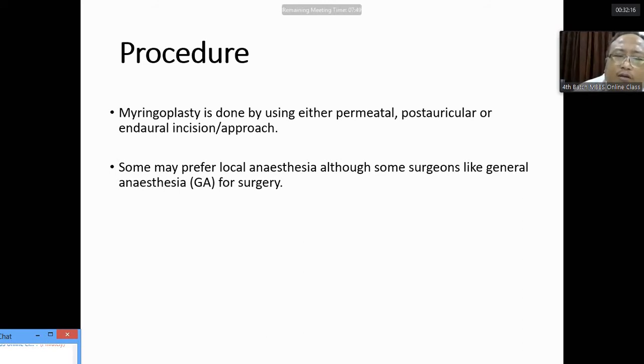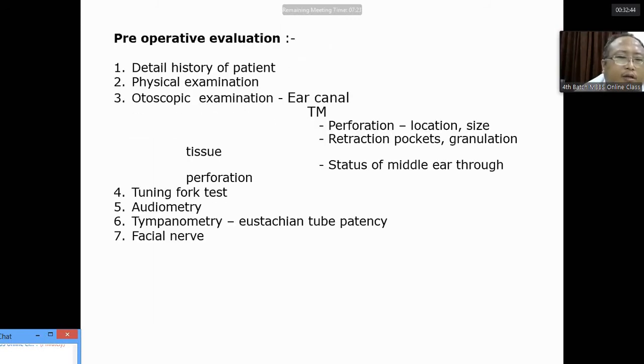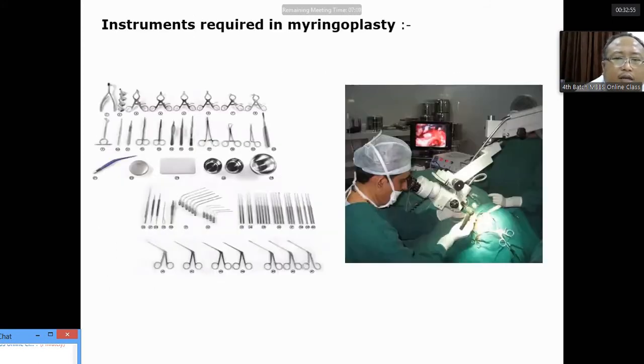And then there is the technique for the placement of the graft. We can do the surgery under local anesthesia or general anesthesia. The approach is different from the incision, and the grafting technique is for the placement of the graft. A previous audiogram is a must, and the patient's ear canal should be dry. And these are the instruments.